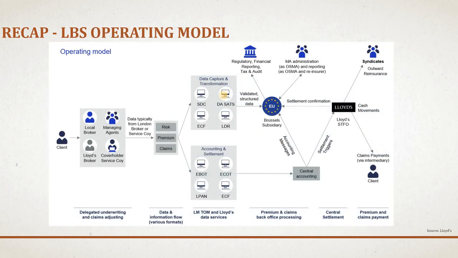In my last video, I discussed the LBS operating model, where the business will flow via the existing distribution channel. The managing agent, cover holder, and service company will write EEA business on behalf of the Brussels subsidiary. The Brussels subsidiary will require managing agents to use structured data capture and data submission access transformation services, DA-SATs, as a submission channel. If you are not aware of SDC or DA-SATs, you can go back to my previous video presentation. I have prepared a full video presentation on SDC and DA-SAT. You can have a better idea there.